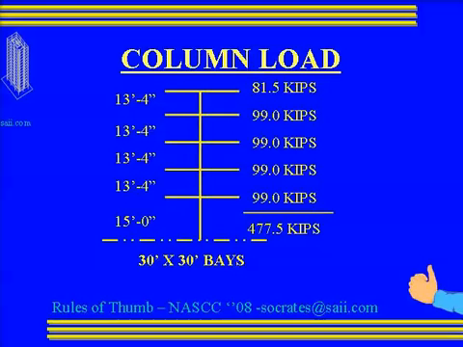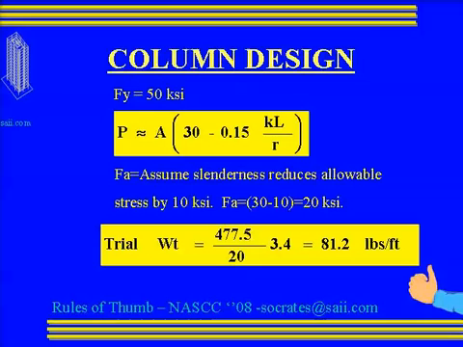The allowable is this trusty equation we have, but now we don't even know what our R is because we don't know what column we're starting with. So let's just assume that the slenderness reduces the allowable stress by 10 KSI. In other words, that 0.15 times KL over R is about 10, which says that we have an allowable stress of 20. We do a trial weight, and we ended up with 81 pounds per foot. So let's try a W12 by 87.